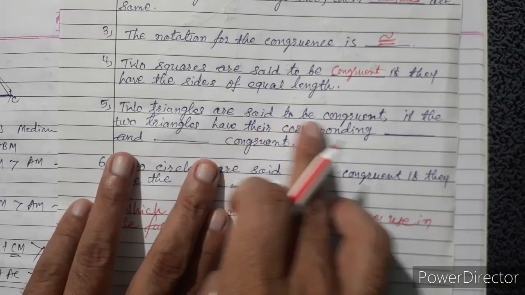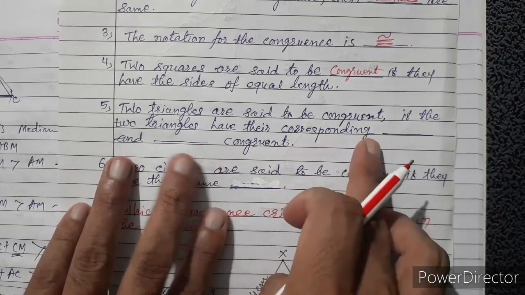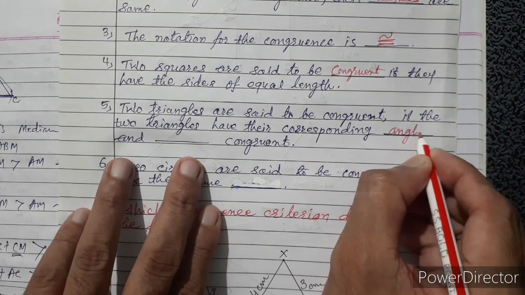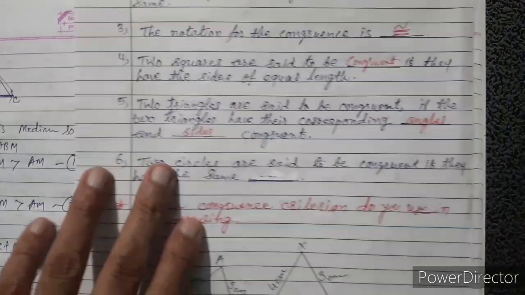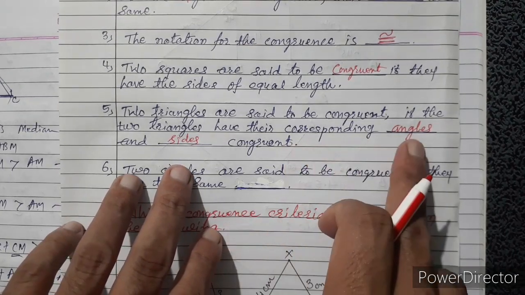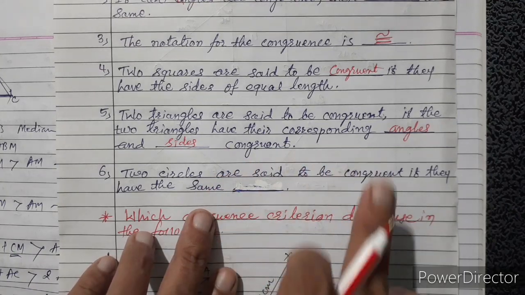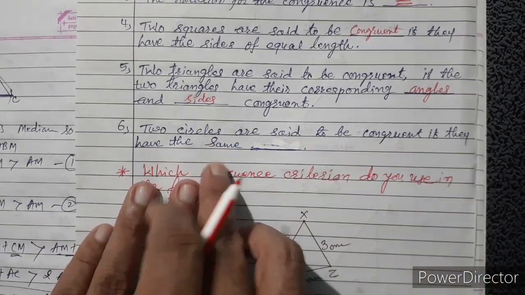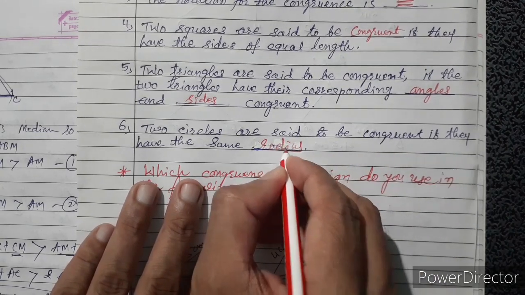Two triangles are said to be congruent if the two triangles have their corresponding dash and dash congruent. So they have corresponding angles and sides congruent. If the two triangles have corresponding angles equal and corresponding sides equal in measurement, at that time we say that they are congruent. And two circles are said to be congruent if they have the same radius.